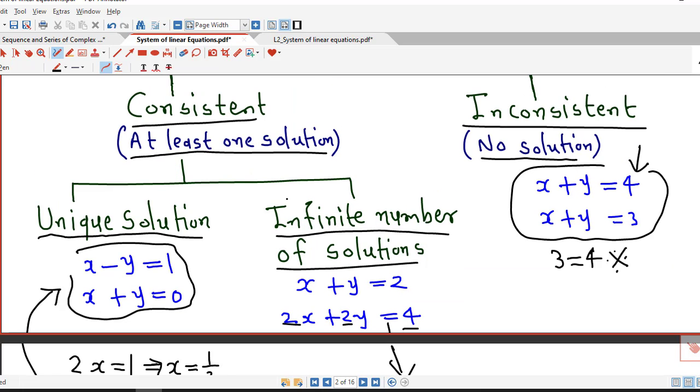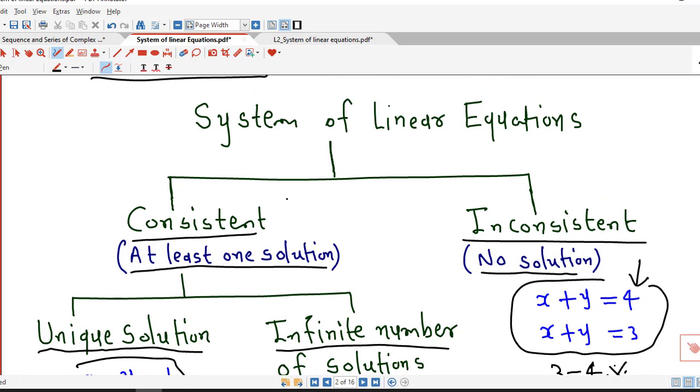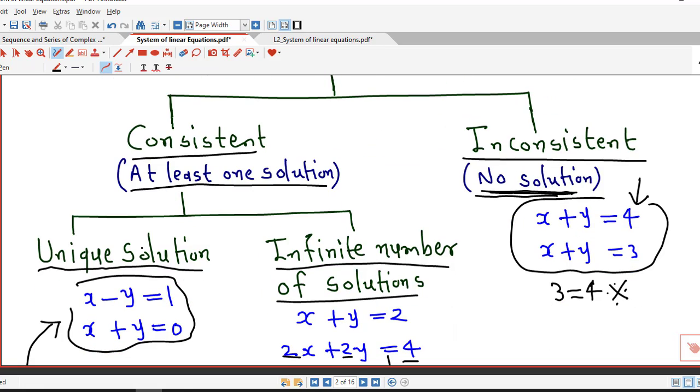Now this is true in general for every system of linear equations. There are three types of possibility. Either the system is inconsistent, that means the system has no solution. Or the system has a unique solution, that means only one solution is possible. And the third possibility is the system has an infinite number of solutions. A system cannot have 10 or 50 solutions. Either the system has no solution or a unique solution or an infinite number of solutions.